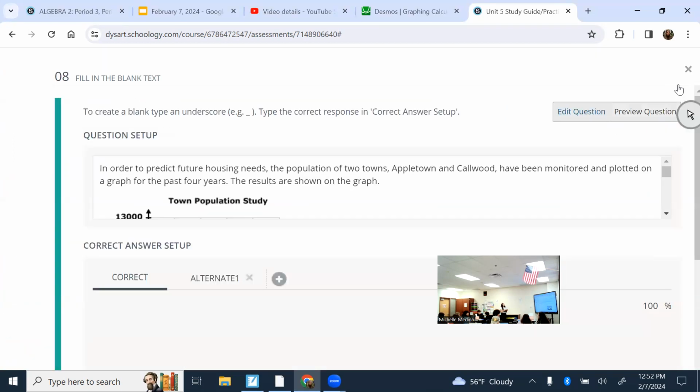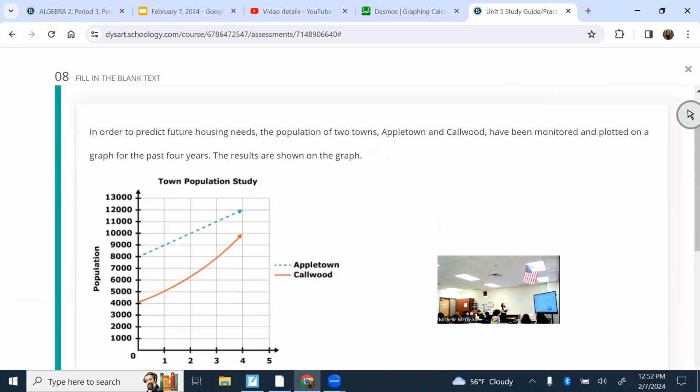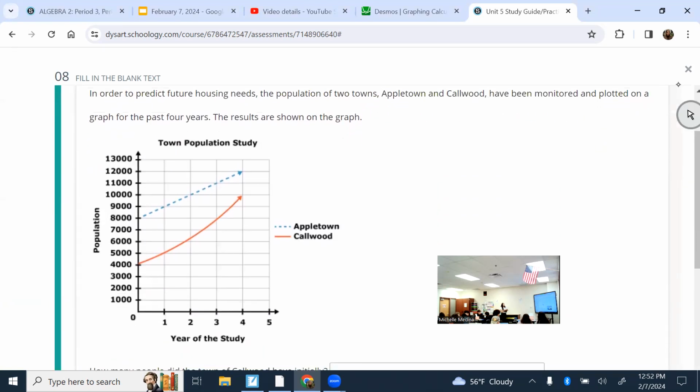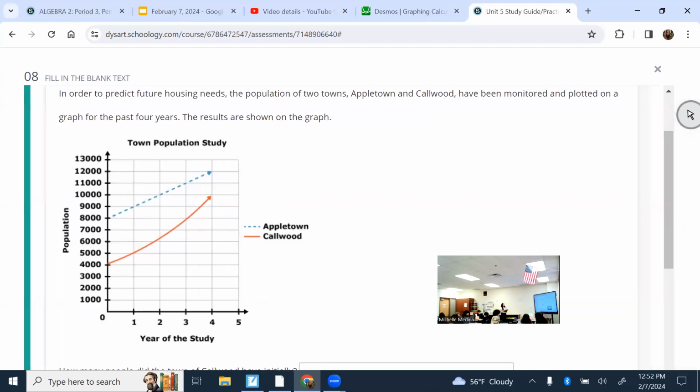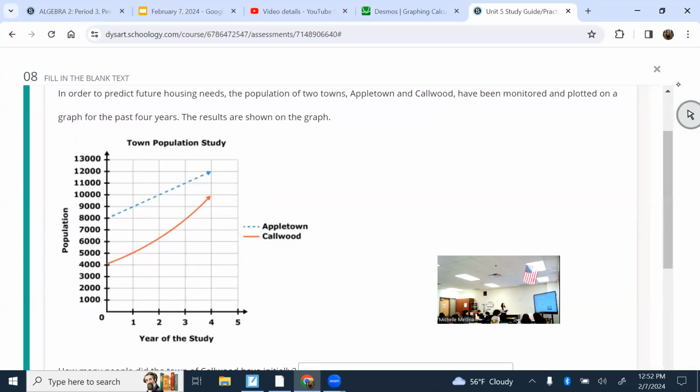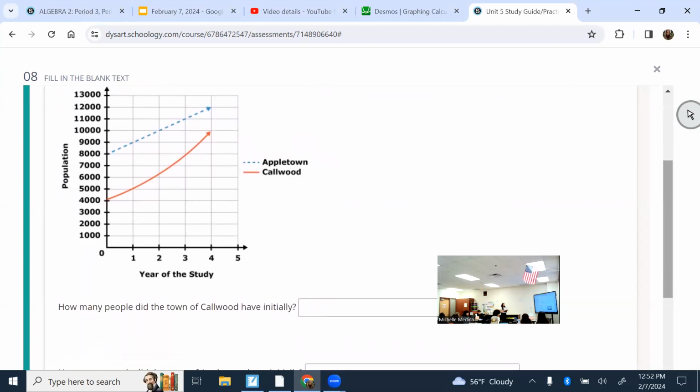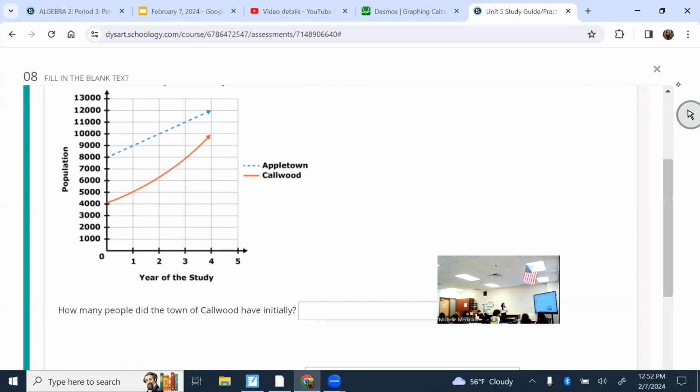Okay, in order to predict future housing needs, the population of two towns, Appletown and Colwood, have been monitored and plotted on a graph for the past 4 years. Here are the results. You had to type in your answers. So how many people did the town of Colwood have initially? What part of my graph tells me my initial amount? The y-intercept, and we have 2 lines, so make sure you're reading the right one.